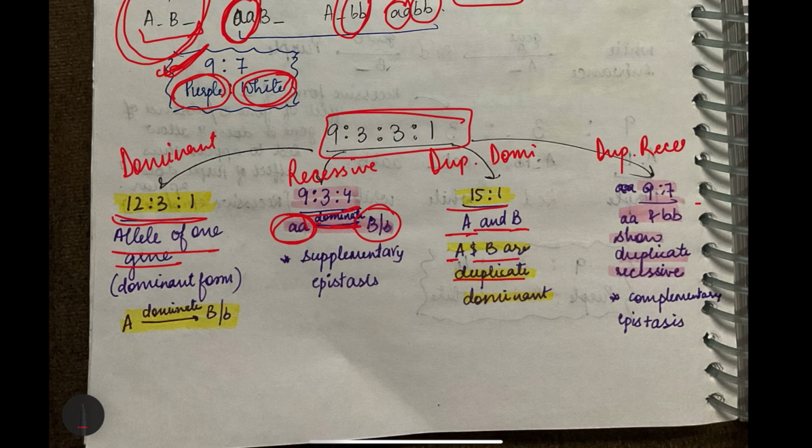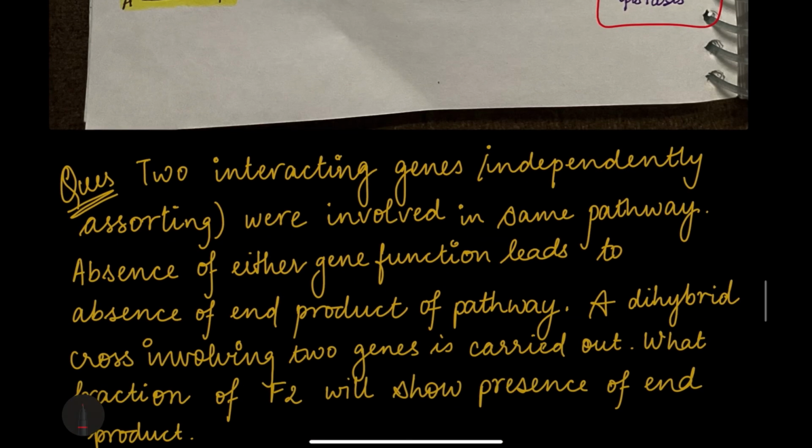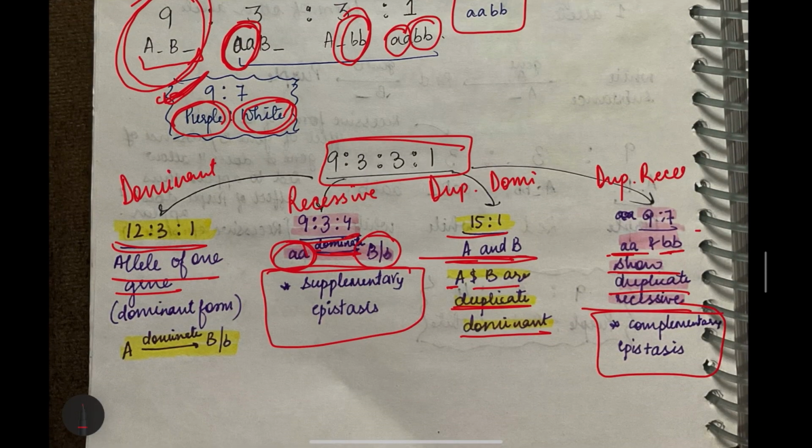Capital A and capital B are duplicate dominant, that is, they are dominant over small b both. Small a and small b show duplicate recessive. Also remember that this shows the supplementary epistasis and this shows the complementary epistasis. This is a summary of whatever we have learned till now. We have to understand what it shows.